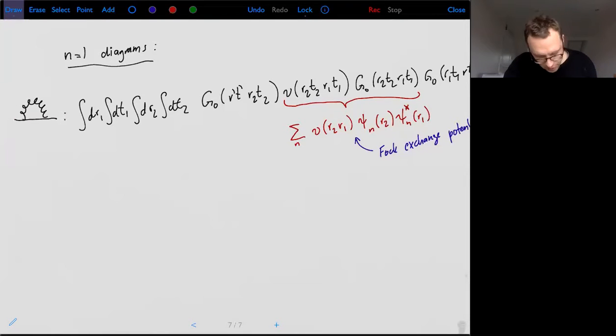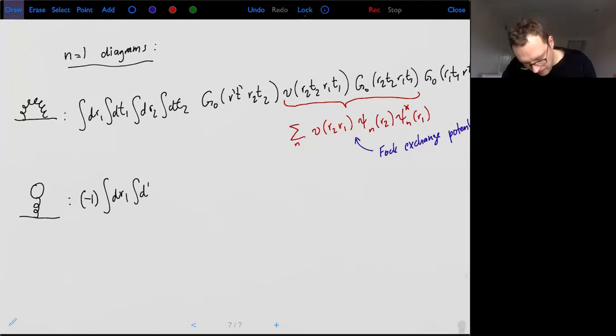Now the other n=1 diagram was the one that looked like this, and we can go through the same kind of game. This has one closed Green's function loop, so we need a minus sign, a -1, which we'll talk about in a second. Then we again have to integrate over the intermediate times and positions. And then again, I have to write down this product of G0s and interactions. Let me just write this down. You can check it for yourself.